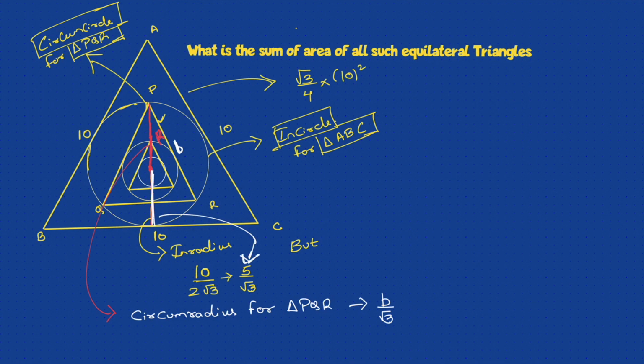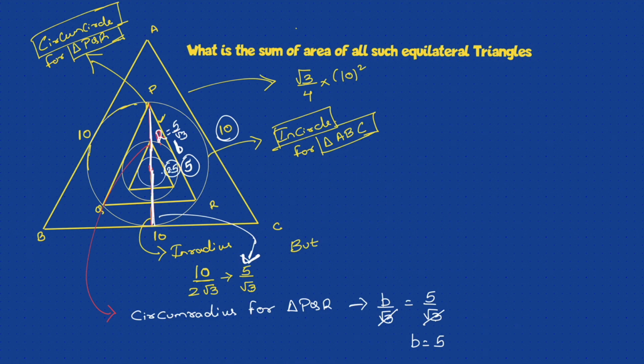Circumradius for PQR is the inradius of ABC, we have derived, and that is nothing but equal to 5 upon root 3. So what will I write? This B upon root 3 will be equal to 5 upon root 3. Inradius is equal to circumradius. Root 3 gets cancelled and I get my B to be 5, which means the side of the equilateral triangle PQR is nothing but 5.